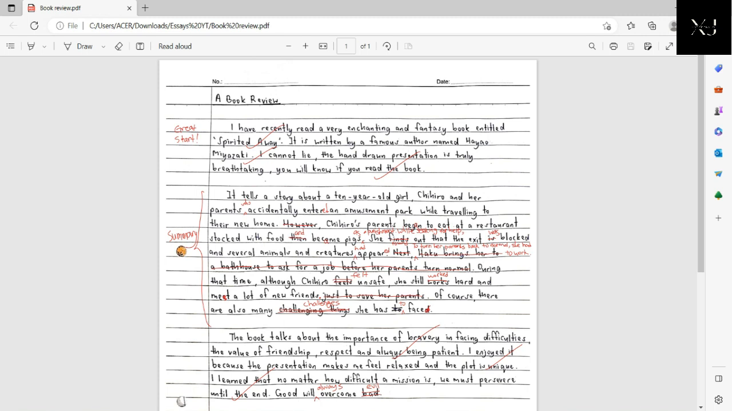Okay, so today we are going to be looking at how to write a book review. Specifically, this is an essay that is written and produced by one of my students, and I thought I'll show you her sample for you guys to have a look at how a book review can be written.